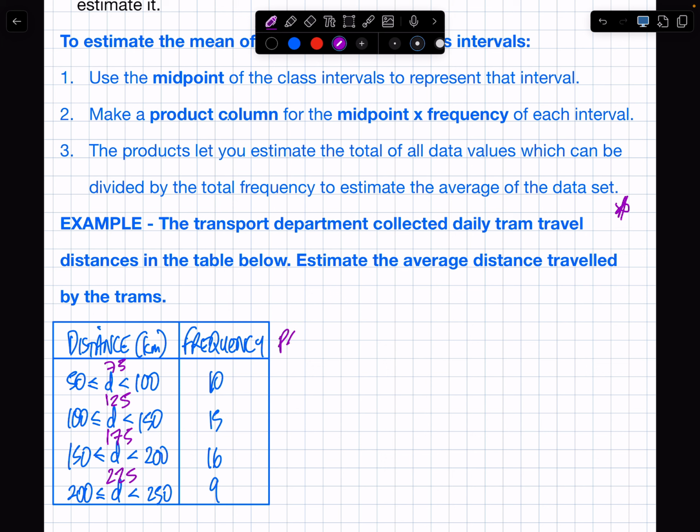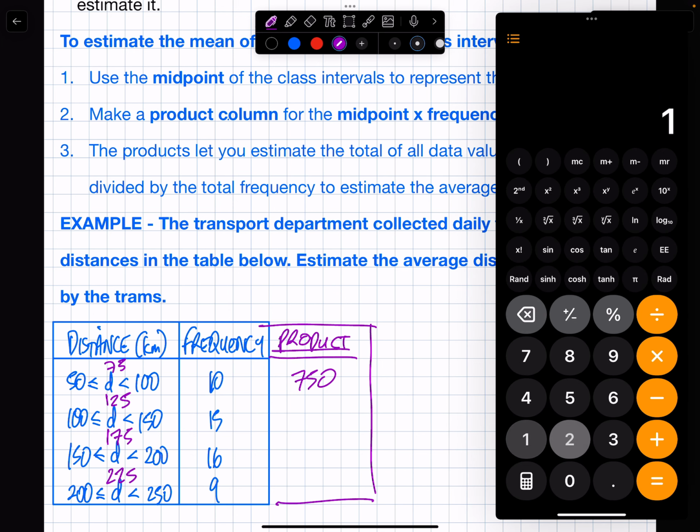So you add to this product. Underline, add table. It doesn't need to be neat. What is the product of 75 and 10? 75 times 10 is going to be 750. I don't know my 15 times tables, so the next one is going to be 125 times 15. 1875.